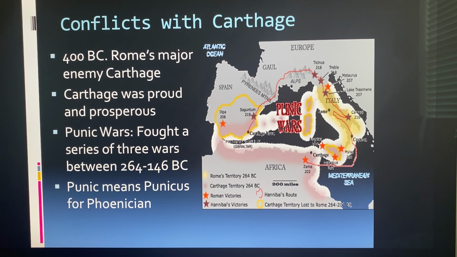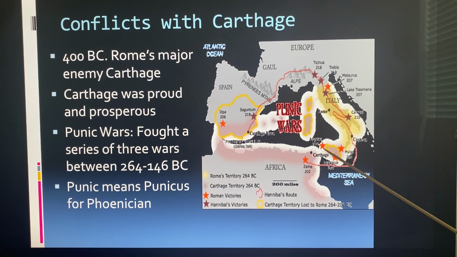Well, where's Carthage? It's kind of a weird map here, but this is supposed to be the boot of Italy down here, and this is Africa. You see, Carthage is going to be all along Africa. Here's Carthage. It's along the Mediterranean Sea. They had taken over Spain, and you can see the Punic Wars. This is the Mediterranean Sea here, and the Punic Wars come up and about in here.